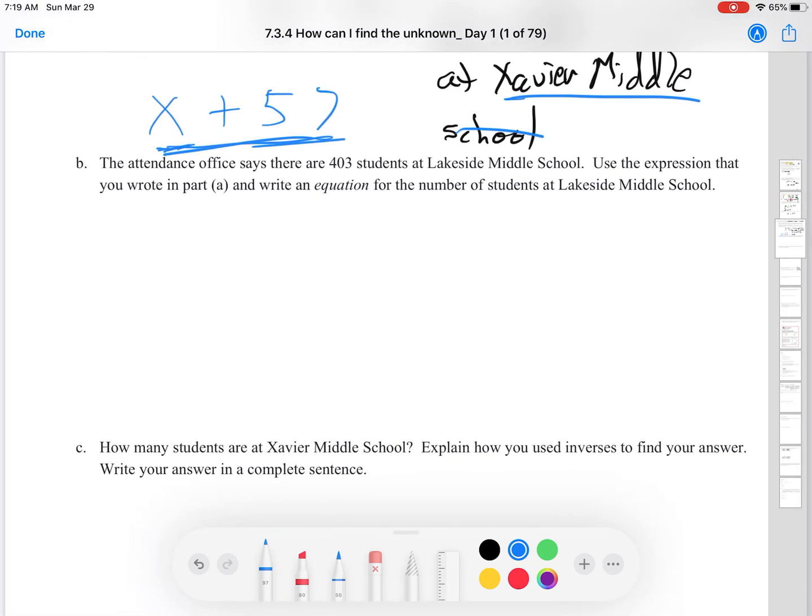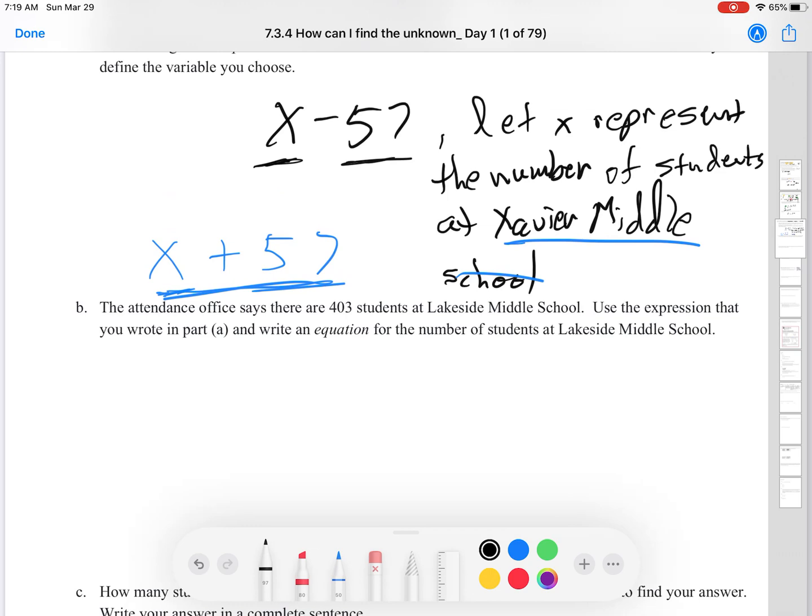The attendance office says there are 403 students at Lakeside Middle School. Use the expression you wrote in Part A and write an equation for the number of students at Lakeside Middle School. So we'll go back to what we had before. We had the x minus 57. And if it's an equation, we will say it's equal to the 403 students at Lakeside Middle School.